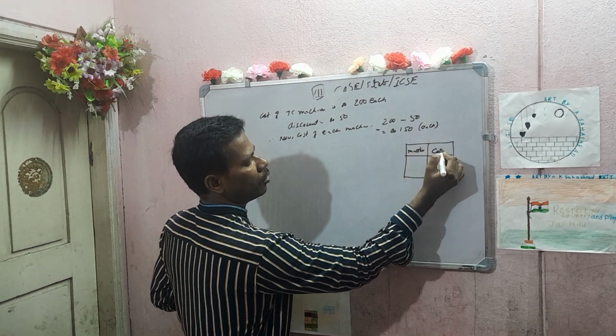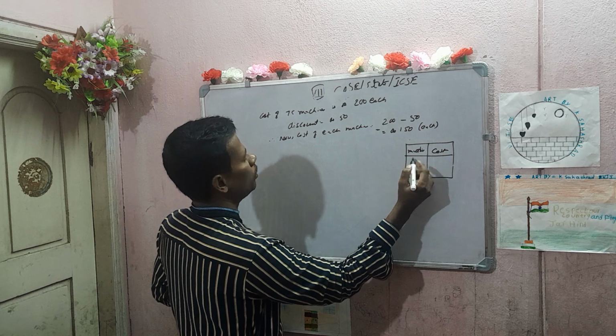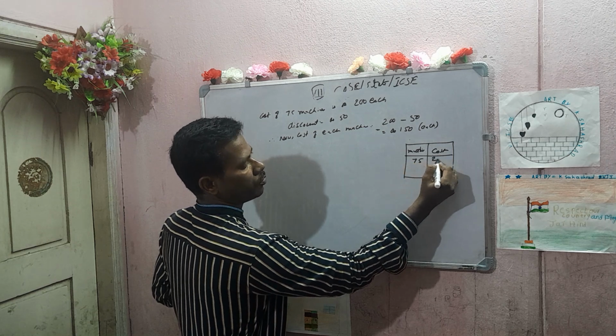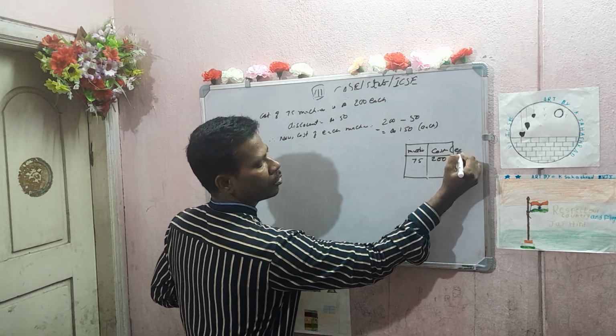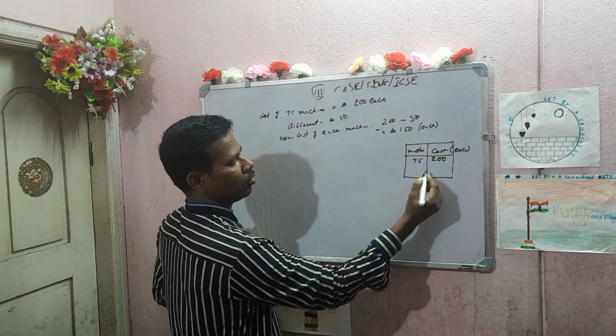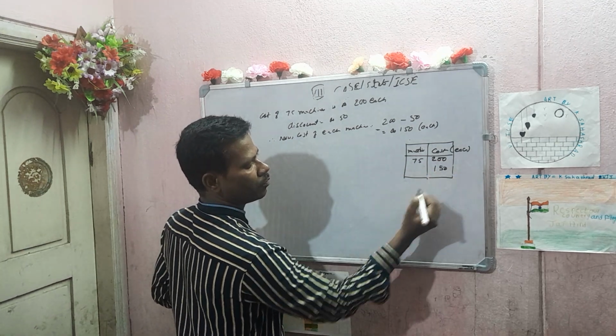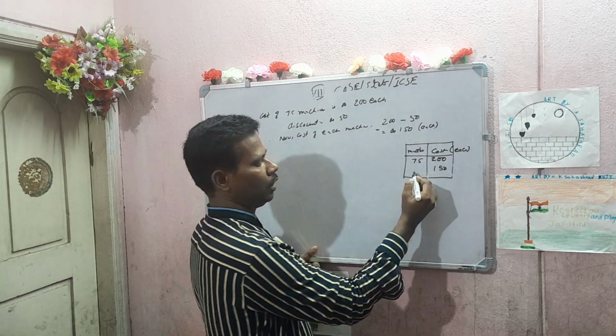Here, cost. How many machines are there? 75. What is the cost of each machine? Each. Now the cost is 150. Right here, X.